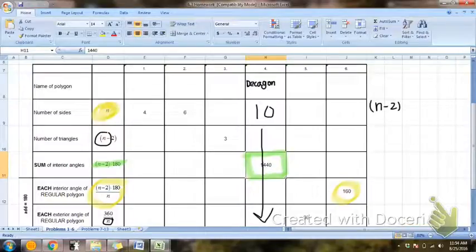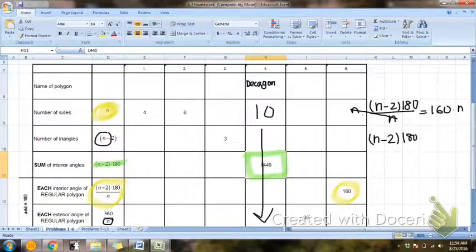n minus 2 times 180 over n equals 160. Because if I don't know what n is, I'm not going to be able to figure out anything else in this chart. Okay, in this problem, I can't knock out my n's. So I need to get rid of n on the left side, so I'm going to multiply by n. But whatever I do to one side, I have to do to the other side. So I have n minus 2 times 180 equals 160n.